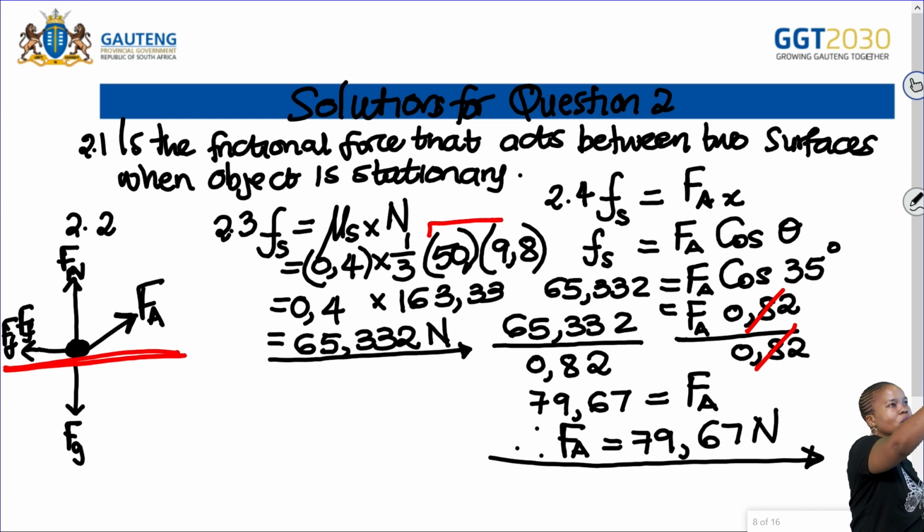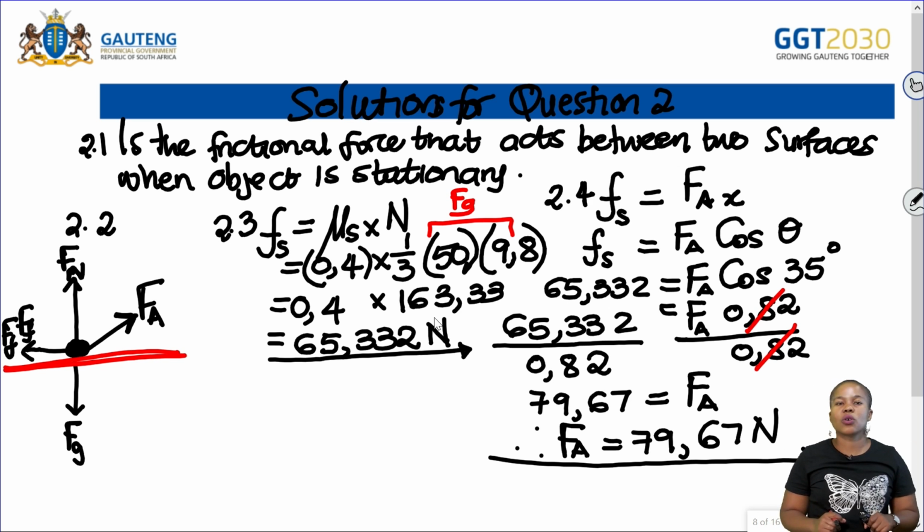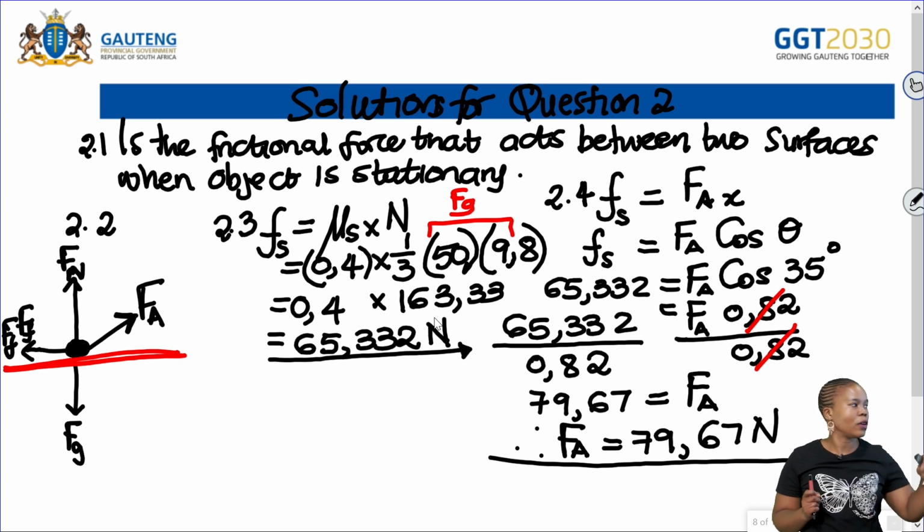This is our FG, because N is, let me just say FG over here. It's 1/3 of it multiplied by the 0,4, which is your coefficient, giving us 65,332.